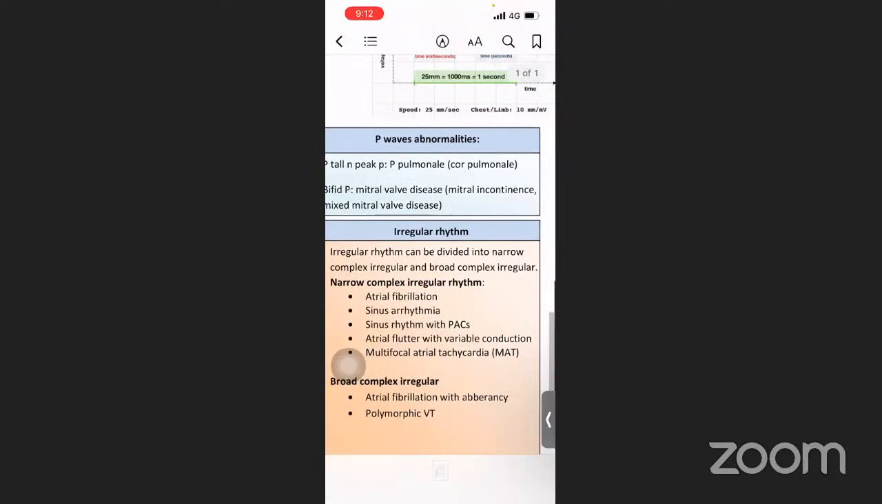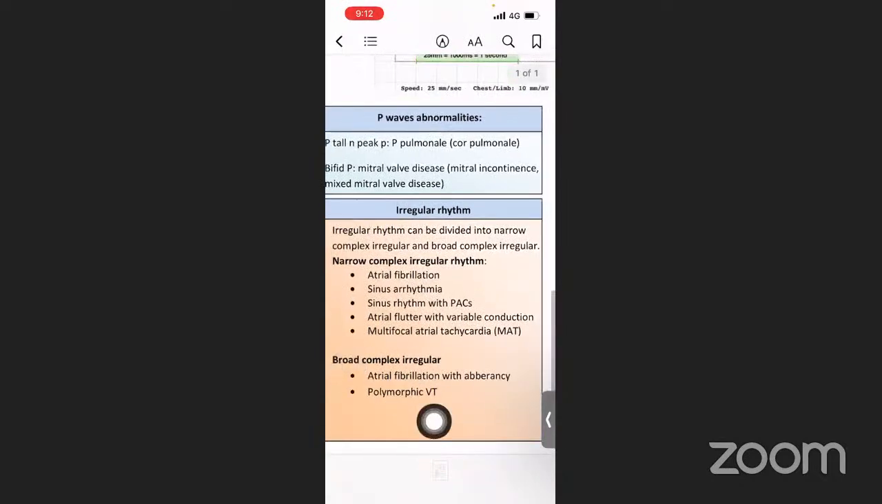Irregular rhythm, you further divide into narrow complex and broad complex. Narrow complex includes atrial fibrillation and sinus arrhythmia. What is meant by sinus arrhythmia? Sinus arrhythmia happens in young patients, who during inspiration and expiration show significant heart rate variation. But it is within normal limits. It can happen in young children and young adults.